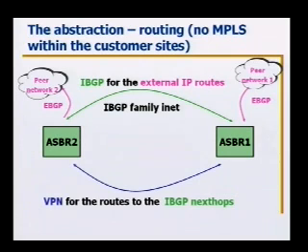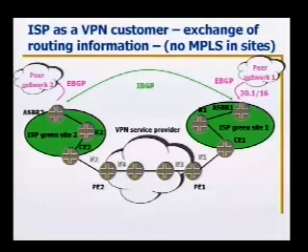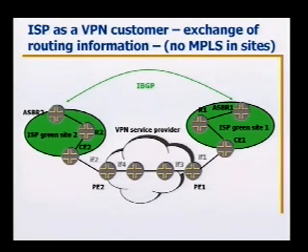Now, I'm showing here one iBGP session. In practice, you of course want to have a full mesh of iBGP. So let's take a look at what this looks like. We're going to show the routing information flowing in one direction so that we get traffic in the opposite direction. So if I want to have an IBGP between these two ASBRs, then I want to advertise the loopback of ASBR1 as a VPN route all the way to ASBR2. So easy. We've already seen how it's done.